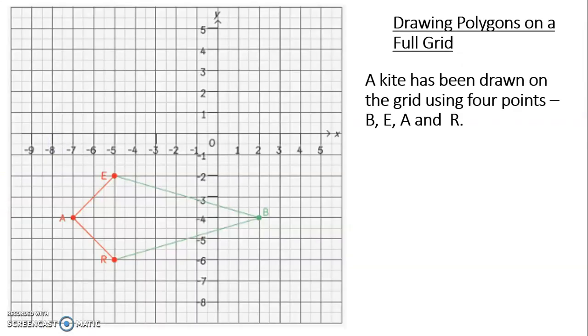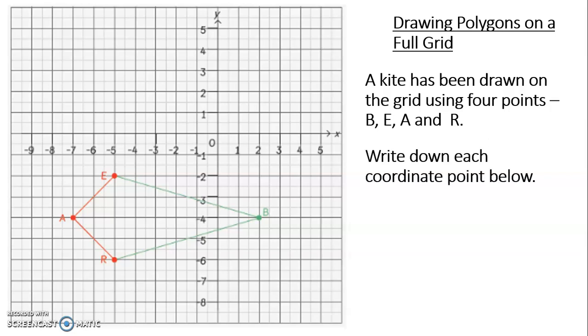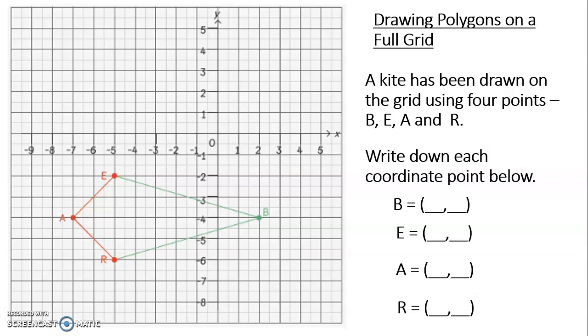A kite has been drawn on the grid using 4 points, B, E, A and R. Write down each coordinate point below. If you'd like to do that yourself, you should pause the video now and then unpause to check your answers. Let's start with B. Starting at 0, let's look where B is. Do we need to go along the corridor? Yes, we do. We'll go along the corridor to 2. And then do we go up or down the stairs? Yes, we're going down the stairs to -4. So B is 2, -4.